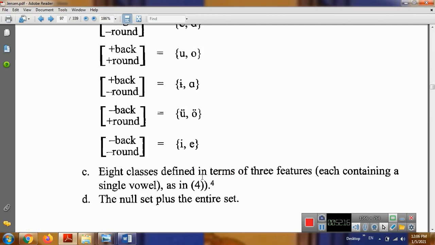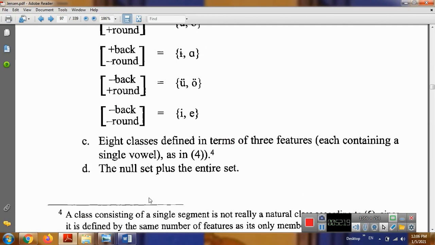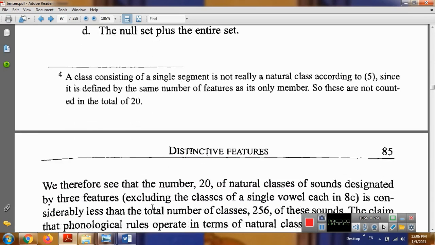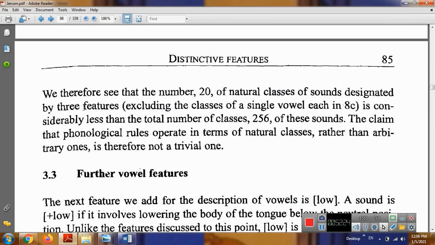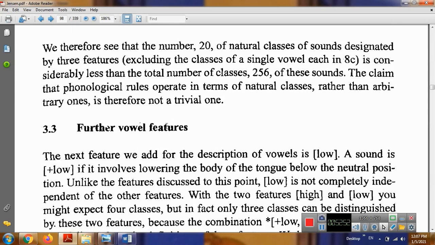8 classes are defined in terms of three features, each containing a single vowel. The null set plus the entire set. Okay. We therefore see that the number, 20, of natural classes of sounds designated by three features, excluding the classes of a single vowel each, is considerably less than the total number of classes, 256. The claim that phonological rules operate in terms of natural classes rather than arbitrary ones is therefore not a trivial one.